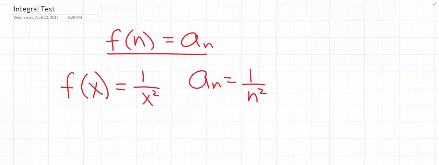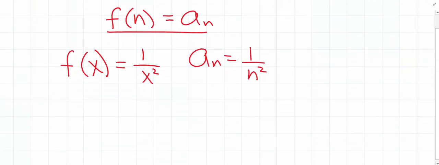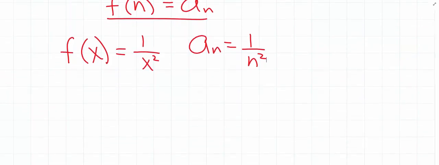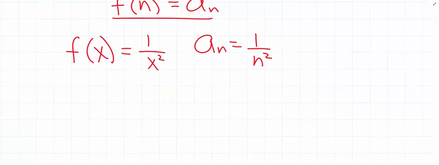So here's what we're going to say. We're going to assume that we have a function that is positive. The terms of the sequence are positive. And once we get past a certain point, the function is continually decreasing. It's decreasing always as we go out.